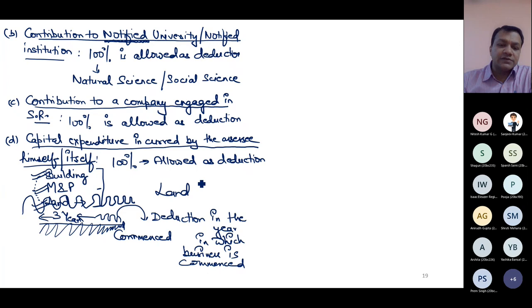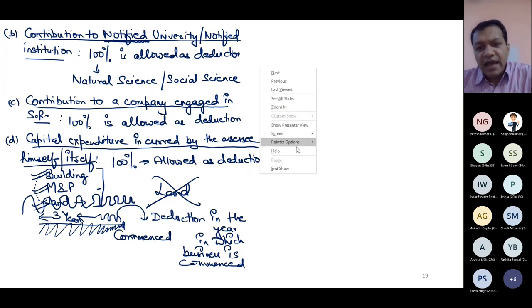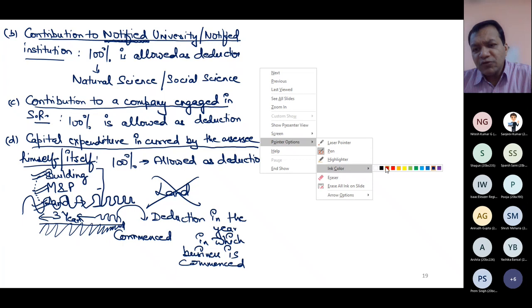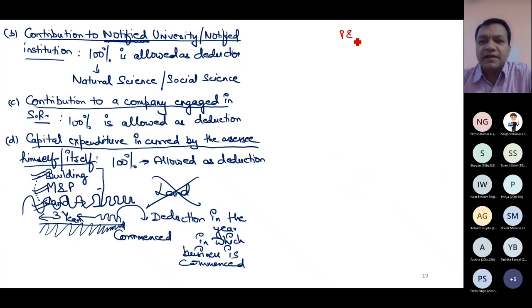Cost of land is not allowed. Now, can you tell me something? I'm giving a small gap in the provision, and I want to discuss a small example. If this is my P&L account, I am an R limited. My sales are 80 lakhs.